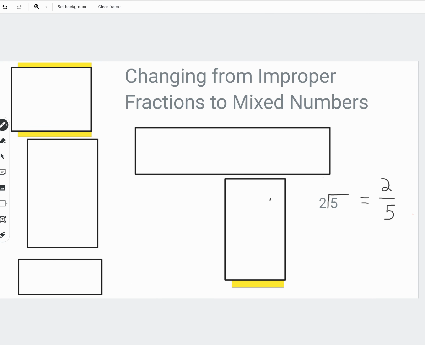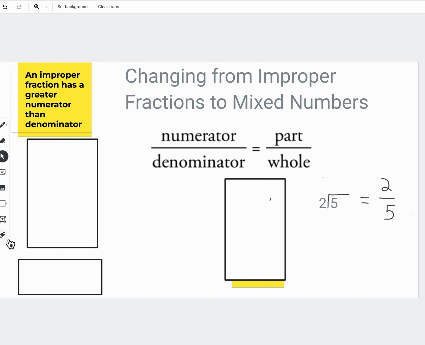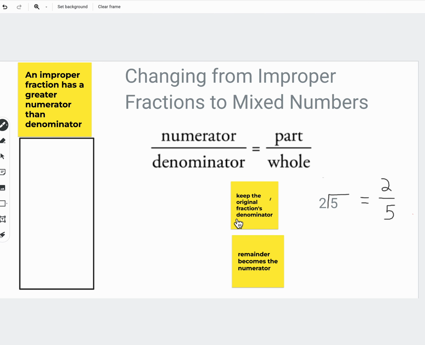Now let's take a look at changing from improper fractions to mixed numbers. An improper fraction has a greater numerator than the denominator. For example, 5/2. Here we recognize that the bar means divided by. 5/2 means 5 divided by 2.